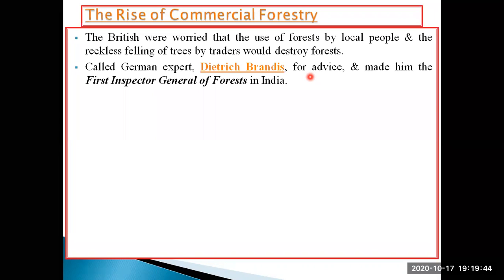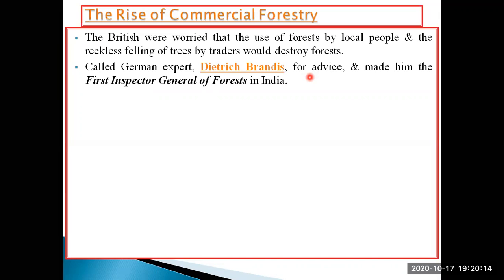So the Britishers called this German expert, Dietrich Brandis, for what? For advice. Because he was an expert regarding the forest or regarding the trees. So they called this man for advice, and they made him the first Inspector General of Forest in India. Try to remember the name for MCQ purpose also, my dear students. They made him the first Inspector General of Forest in India.